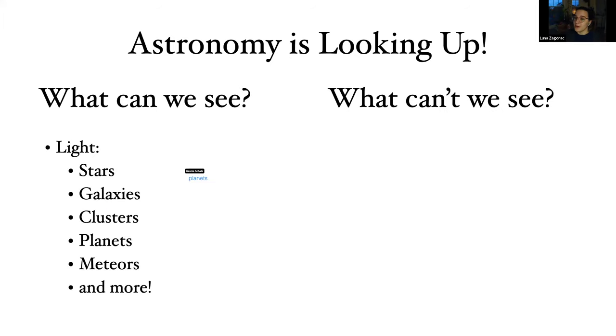So I had pretty similar ideas to you. Planets, good one. We can see a lot of light. We can see stars, we can see galaxies, we can see clusters of stars and galaxies, we can see planets, we can see meteors, comets, stuff like that. All of these are shiny things in the sky.